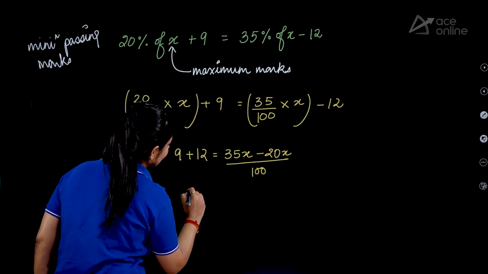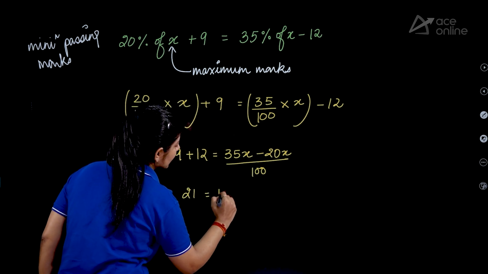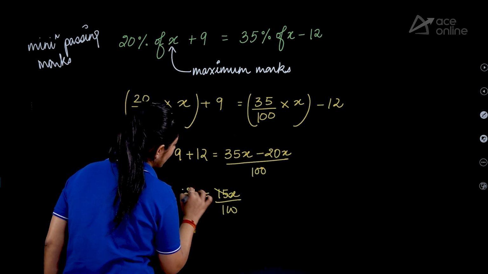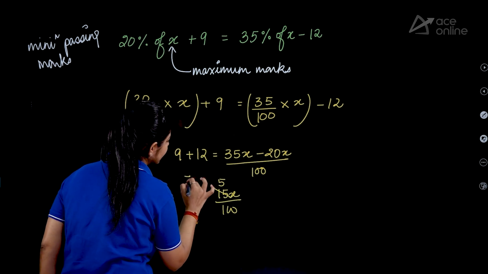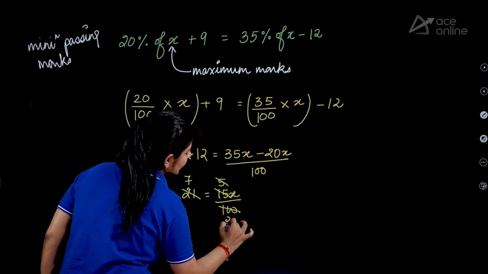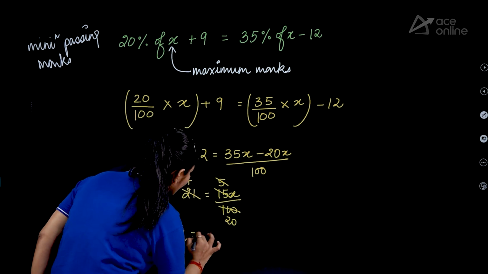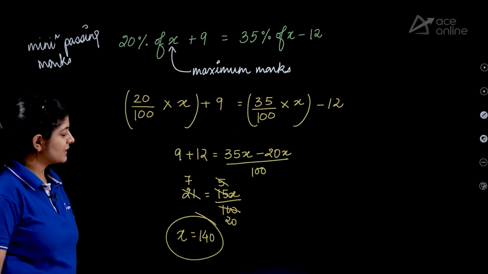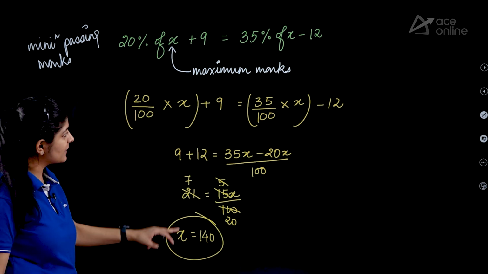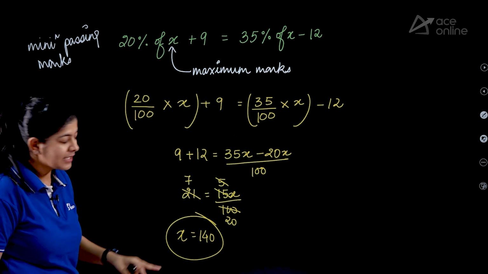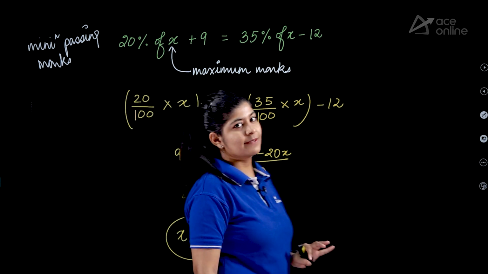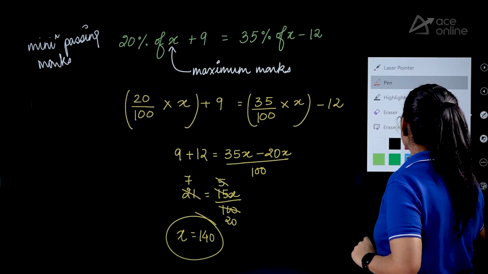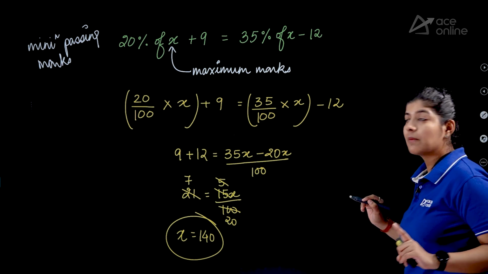So ultimately here we are getting 21 equals 15x/100, and when we solve it, we get 5, 7, and here we are getting 20. So the value of x is nothing but 140, and that represents your maximum marks. As you will get the maximum marks, now you have to determine the minimum passing marks.